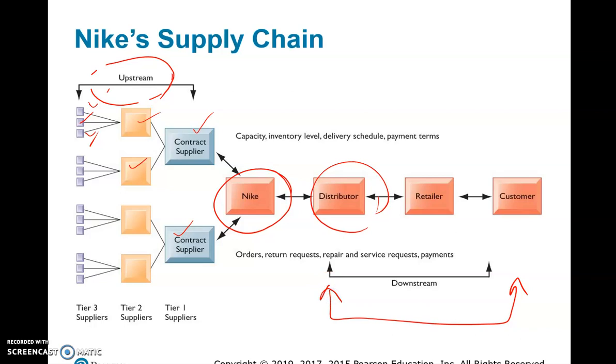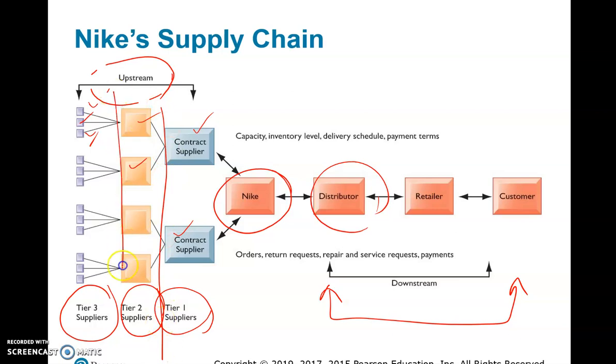Here in the upstream, you have tier 1 suppliers, tier 2 suppliers, and tier 3 suppliers. The tier 1 is these people, tier 2 is these people, and tier 3 is these people. In the downstream, you have the distributors, the retailers, and the customers. Okay.